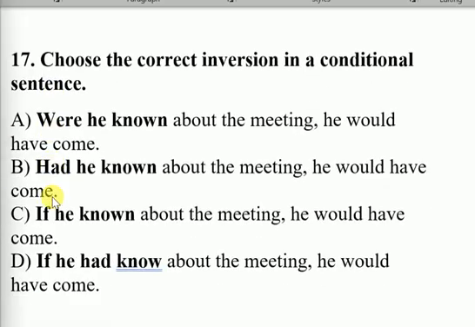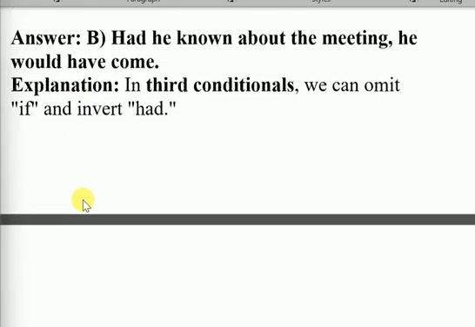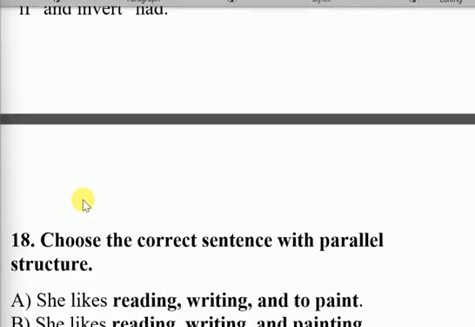17. Choose the correct inversion in a conditional sentence. A. Were he known about the meeting, he would have come. B. Had he known about the meeting, he would have come. C. If he known about the meeting, he would have come. D. If he had known about the meeting, he would have come. Answer. B. Had he known about the meeting, he would have come. Explanation. In third conditionals, we can omit if and invert had.